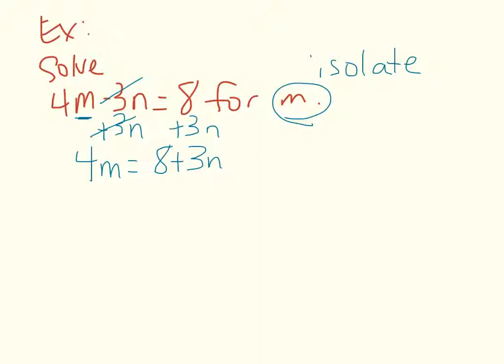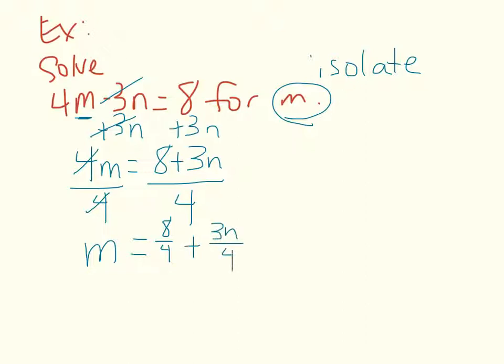So now I'm going to divide both sides by 4. That cancels the 4 out, and I'm left with m equals, and when we divide, we don't just divide one thing on that side, we divide the whole side. So I have 8 over 4 plus 3n over 4, and then I try to simplify. The 8 over 4 is 2, and 3n over 4 I can rewrite as 3/4 n. So m equals 2 plus 3/4 n.